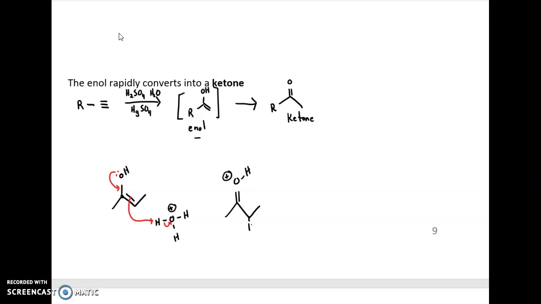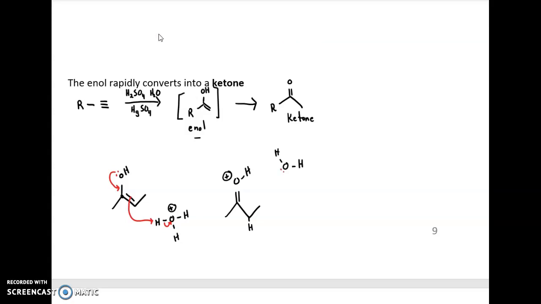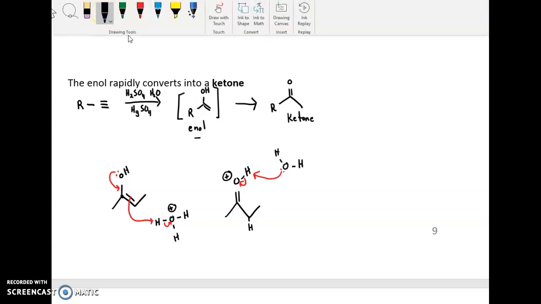We've got the hydrogen that we stole there. And we have a water come along, and it's going to steal this proton. These electrons will go and live on the oxygen, and that will give us our ketone.